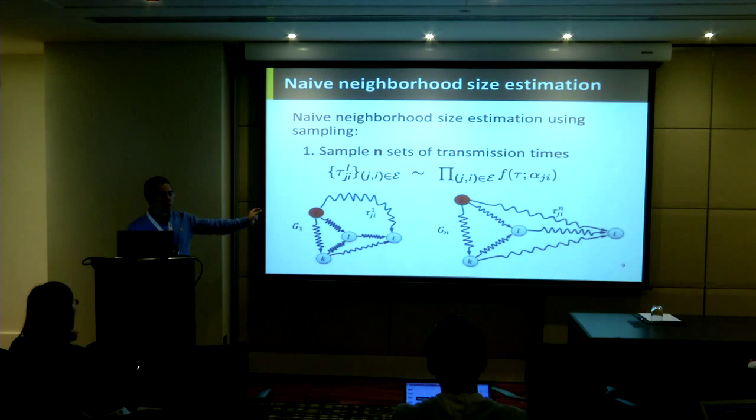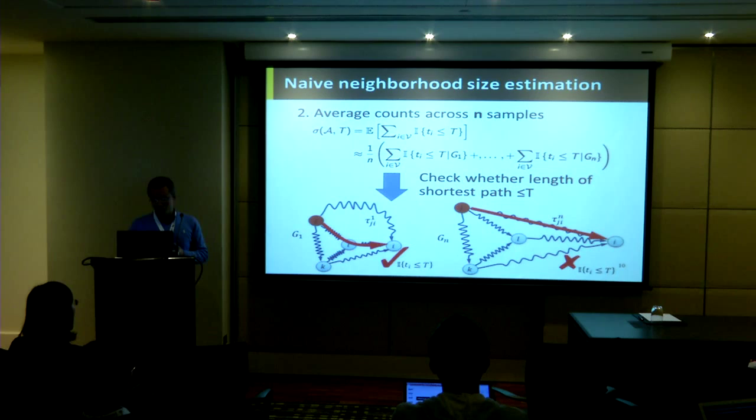Just the edge length is going to be different. Sometimes some transmission times between two nodes are longer, sometimes shorter. That's why you see these networks with different edge lengths, okay? So you just sample these transmission times for each one of these networks. What you're going to do is some kind of shortest path computation, right?